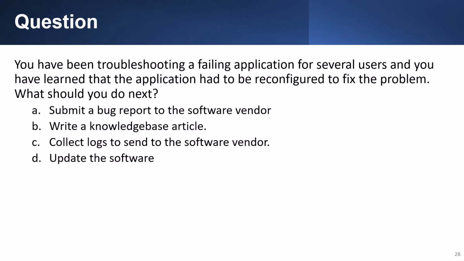Question: You have been troubleshooting a failing application for several users, and you have learned that the application had to be reconfigured to fix the problem. What should you do next? Answer: Write a knowledge base article. You have determined the cause of the problem and how to fix it. You have verified that the problem has been fixed. The last step is to document the problem, including creating a knowledge base article if this information will be useful in the future.